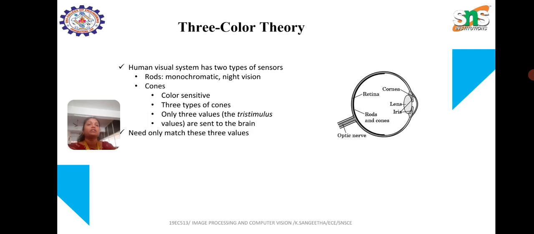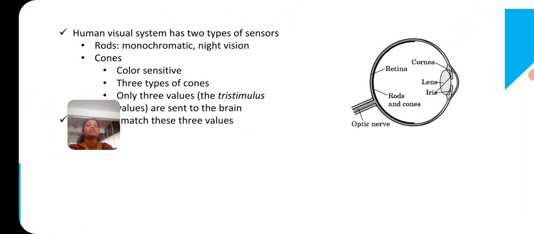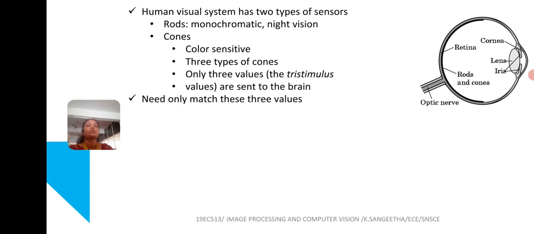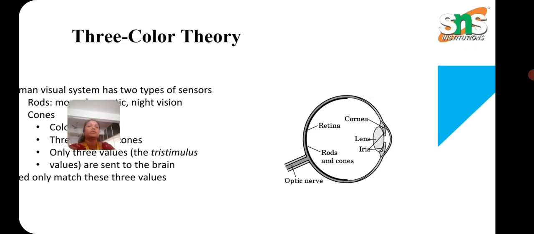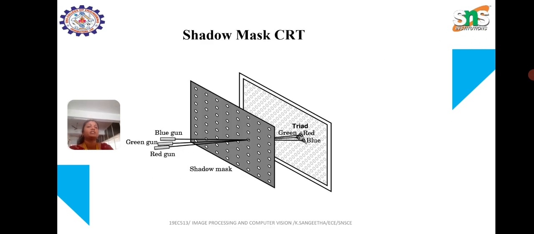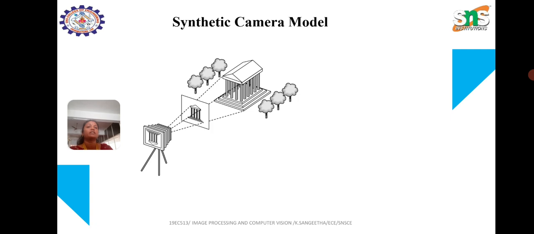And the next one is three color theory. The human visual system has two types of sensors, rods and cones. The rods understand monochromatic night vision, and cones are color sensitive. There are three types of cones, so only three values. And the next one is projection. This is the shadow mask of a CRT, and this is the synthetic camera model. The projection is the mapping of 3D points in the scene to 2D coordinates in the image plane.